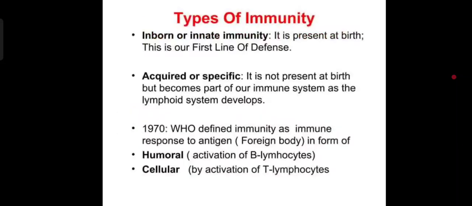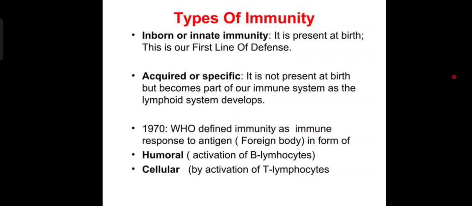Types of immunity: innate immunity and acquired immunity. Innate immunity is non-specific and acquired immunity is specific. Innate immunity is present at birth. This is the first line of defense. Acquired immunity is not present at birth but becomes part of our immune system as the lymphoid system develops.